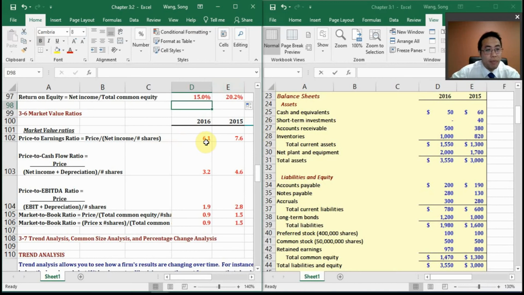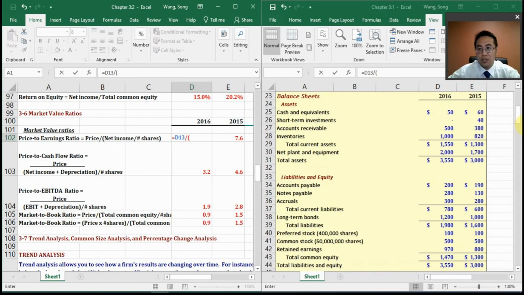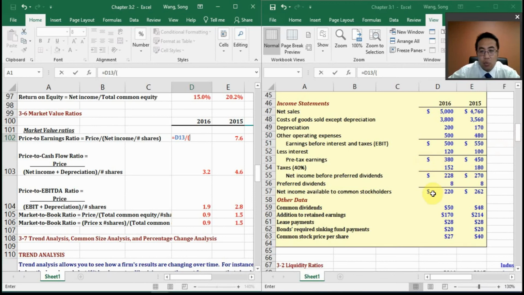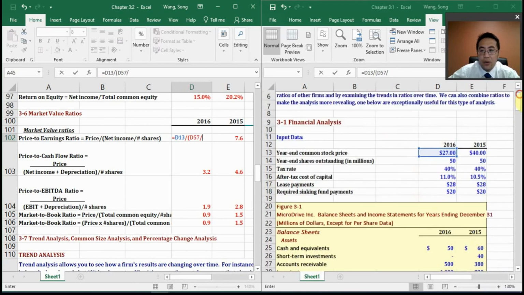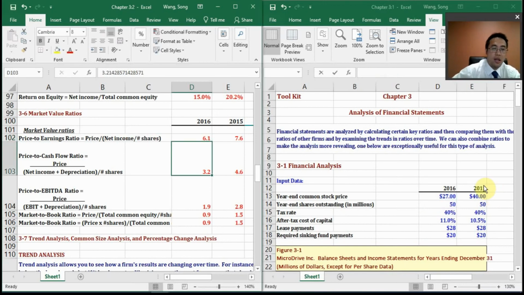So the first one is the price-earnings ratio, and you should know that in the price-earnings ratio, the numerator is the price, and the denominator is the earnings per share. So let me first put the numerator, stock price, given as $27 now, divided by the earnings per share, and the earnings per share, the earnings in total is the net income, which is 220 right here, divided by the number of shares. You have 50 million shares. I mean, everything is in millions, so just say 50 shares. So that's your earnings per share in the parentheses. Then you hit enter, and then drag to the right.